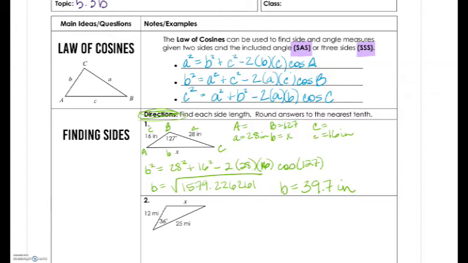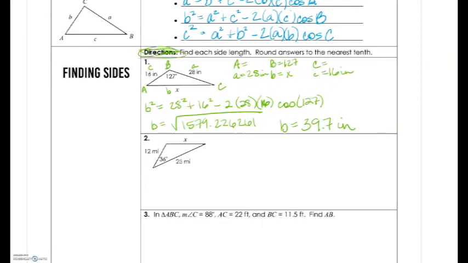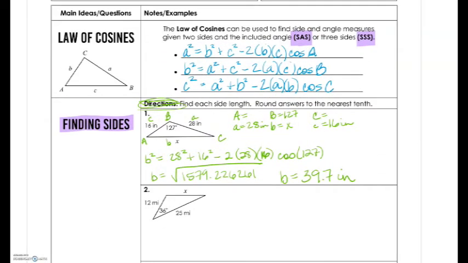Just think carefully about how you enter it in the calculator. Okay, so you're going to go ahead and do number 2 and 3 on your own. I do want to point out, I never remember to point it out as we're going through, but these first 3 problems are finding sides. So in each one of these, you're going to be given side, angle, side, and you're looking for the third side, okay? And we're using the law of cosines to do it.